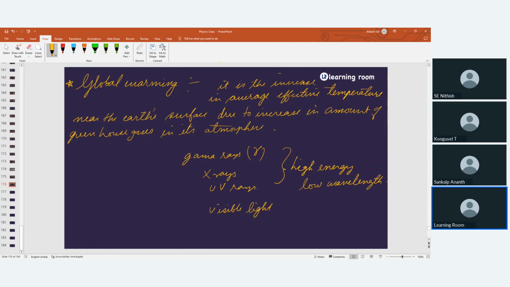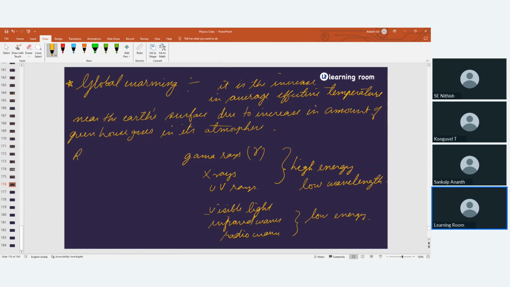Yeah. Visible light, infrared, and radio waves. Radio waves have low energy. Sir, are radio waves visible? No, radio waves are not visible basically. Visible light is different. Visible light contains the 7 colors. There is a spectrum. Okay.